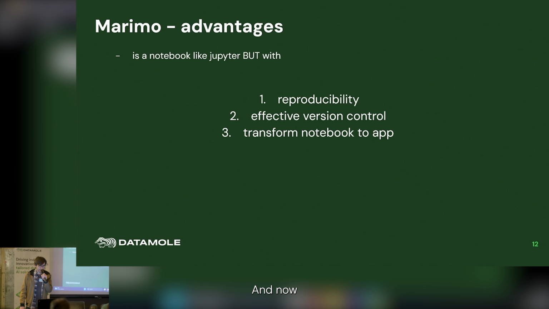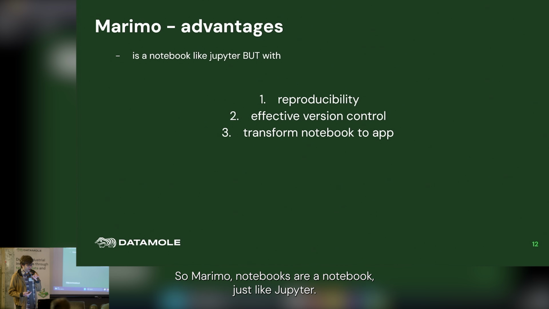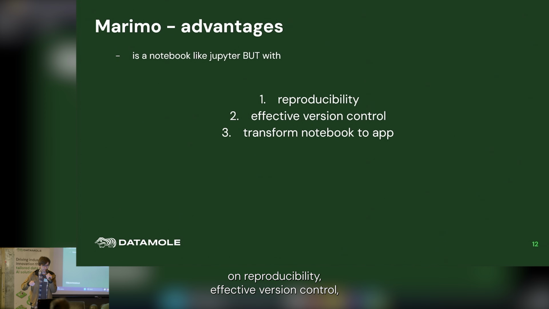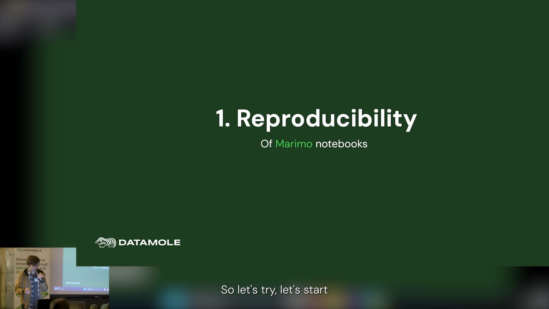And now let's talk about why you should try it. Marimo notebooks are notebooks just like Jupyter, but with these 3 main points that I'm going to be focusing on: reproducibility, effective version control, and easy transformation of your notebook into an app. So let's start with reproducibility.